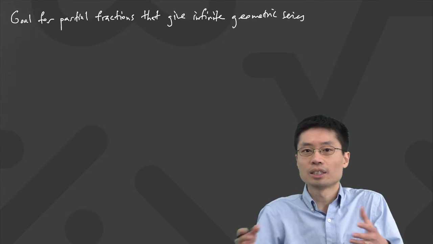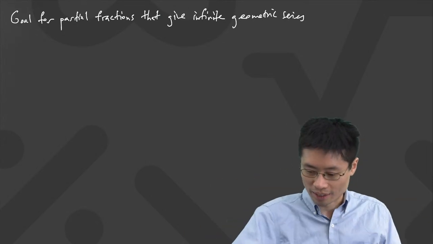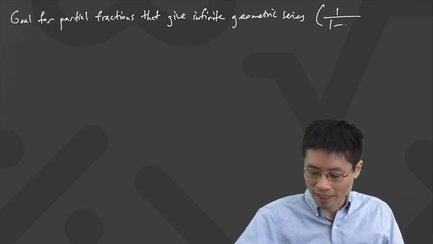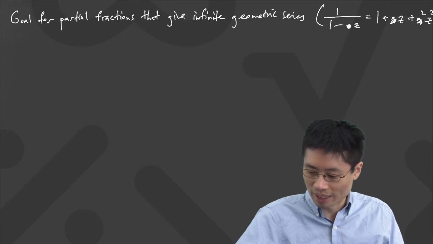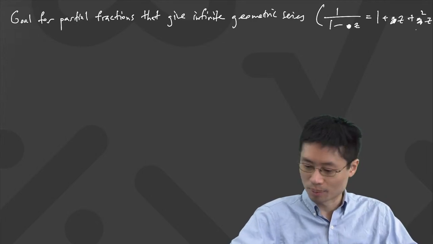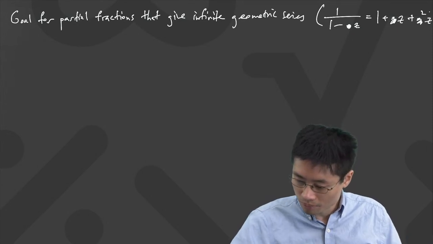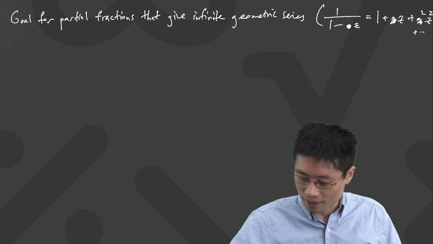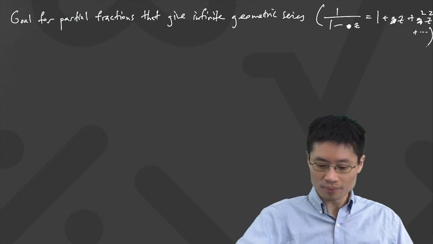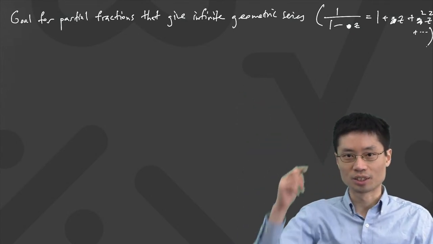Right, infinite geometric series, that was the 1 over 1 minus blob times z. That's an infinite geometric series because that's like 1 plus blob z plus blob squared z squared, plus dot dot dot. That was supposed to be a squared. Right? That's what I want. I want to get this infinite geometric series.